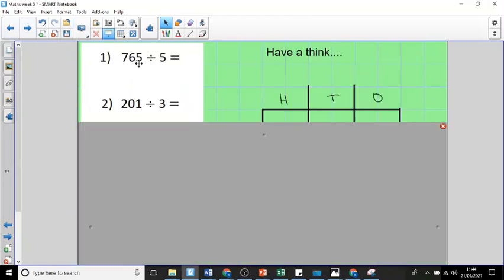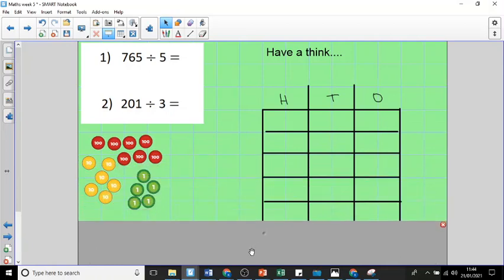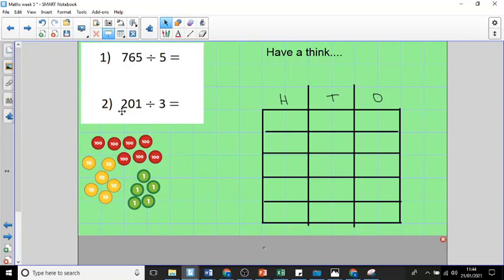Okay then, so if we had 765 divided by 5, if we had 201 divided by 3, just have a little think. How would you go about doing those? Okay, when you're ready and you've had a think about it, press play. So if I had 765 and I wanted to divide it by 5, I would begin by doing my 5 rows. Okay, so I'd need 5 rows because I'm dividing by 5.